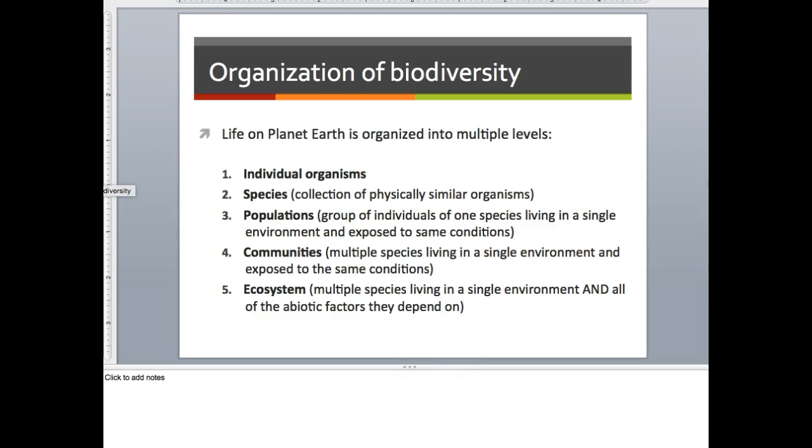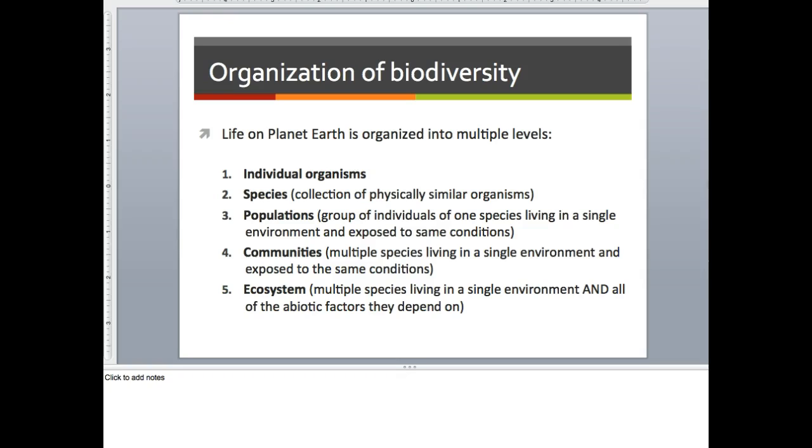Okay, so quickly, organization. Life on planet Earth is organized into multiple levels. We have individual organisms, like you and me. We have species, which is a collection of physically similar organisms, generally that can interbreed with each other. So the human species is obviously one. Polar bears, walruses, squirrels, magpie, birds that you hear calling in the trees, those are all species.